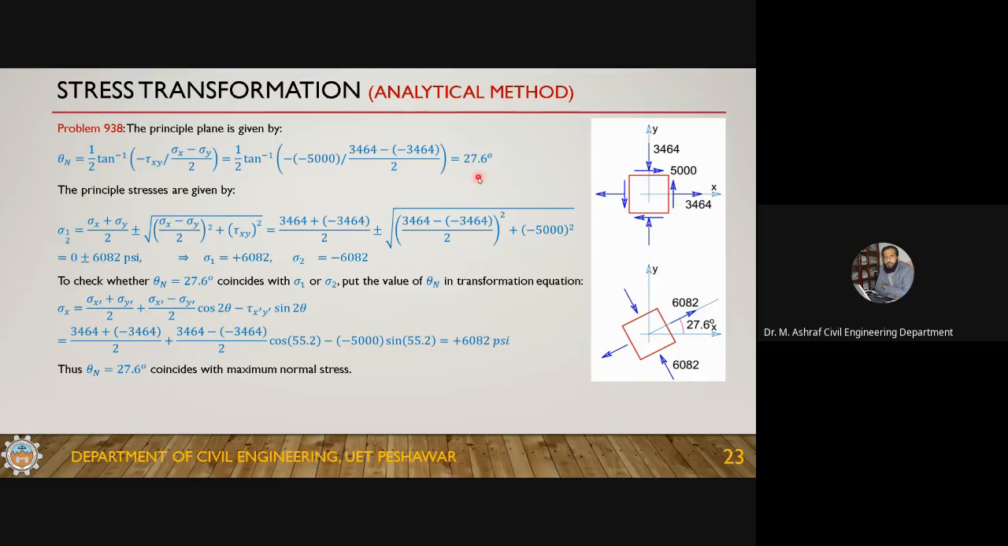Now you don't know whether this angle corresponds to sigma 1 or sigma 2, so you will have to verify by plugging the value of theta n equal to 27.6 degrees into the transformation expression, which is this one. I'm sorry, it shouldn't be the prime quantities, it should be the XY plane quantities.